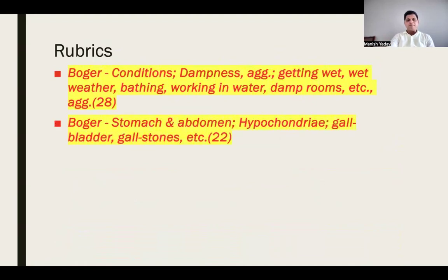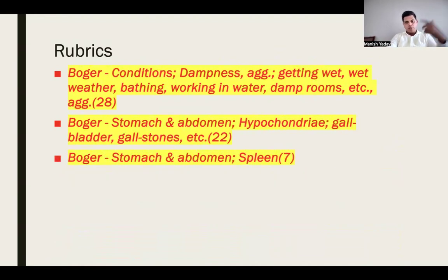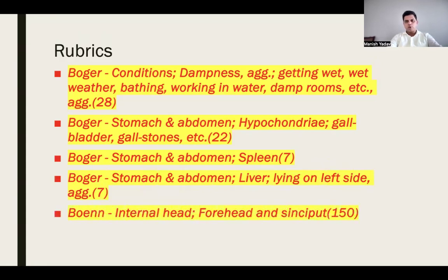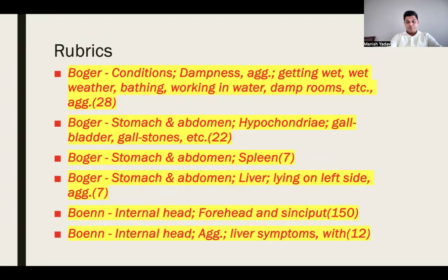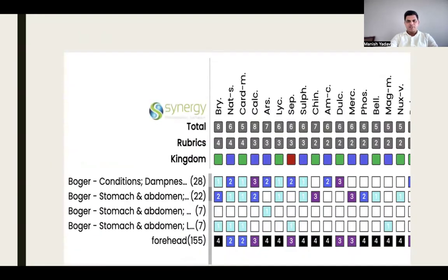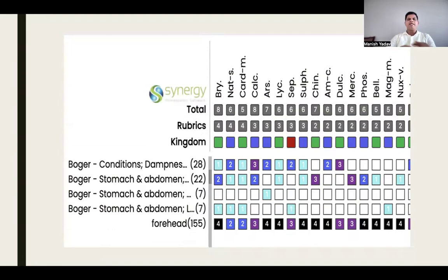The dampness, hypochondriac, gallstone, gallbladder, spleen. So you see, modality, location, all these are location. These are concomitant. Again, location. There's again aggravation, liver, digestive deficit. So when you repertorize this, only this much. The remedy that you get is Bryonia, natrum sulf, cardamom, calcarea.